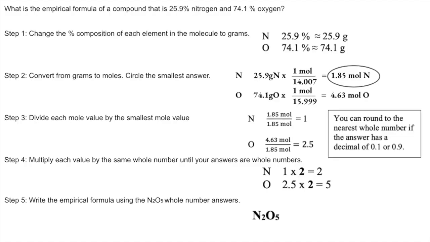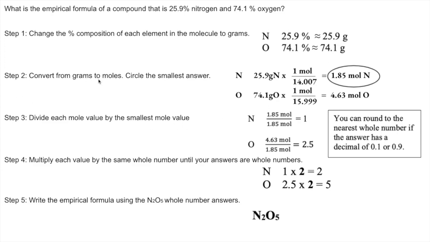We can use the percentages of the atoms in a compound in order to find the empirical formula. So if we have a compound that's 25.9% nitrogen and 74.1% oxygen, we can calculate the empirical formula. Step 1 is to change the percent signs to grams. So 25.9% becomes 25.9 grams of nitrogen. I did the same for oxygen.